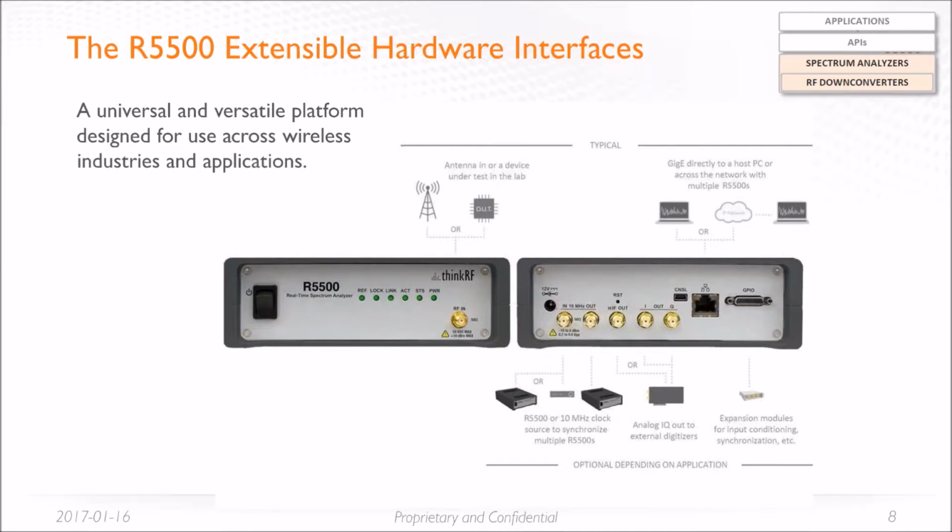This slide shows the interfaces that are available on the R5500: the RF input, and also the analog outputs that can be used to interface with digitizers, and 10 meg in and 10 meg out for synchronization of multiple boxes for applications such as direction finding.